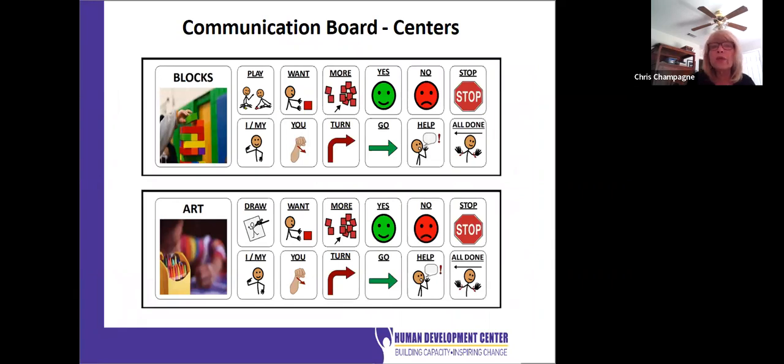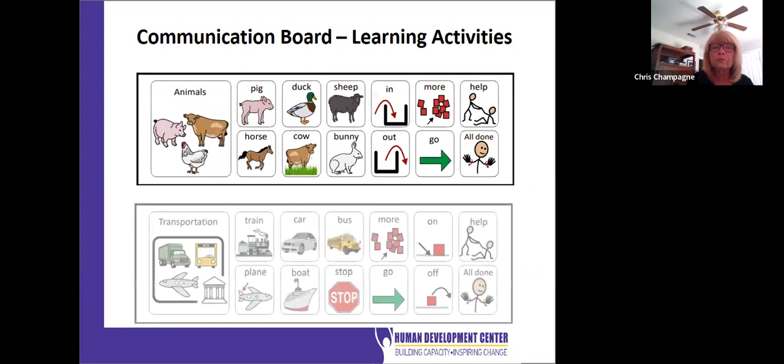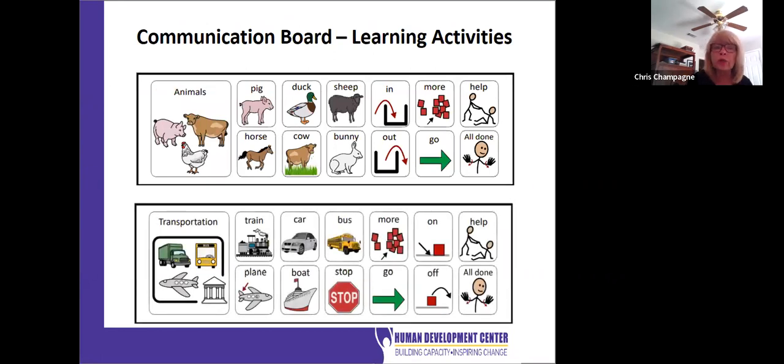So again, they could be things that you use in centers. And what you see here, these are communication boards. So someone has looked at that setting and that activity and figured out what the peers need to convey in that circumstance. So what does a communication board need to look like? What does my student need to be able to say and understand to participate with typical peers in that activity? So again, an animal lesson, maybe a transportation lesson, so that they can point or look at things and participate in the lessons in spite of their communication difficulties.